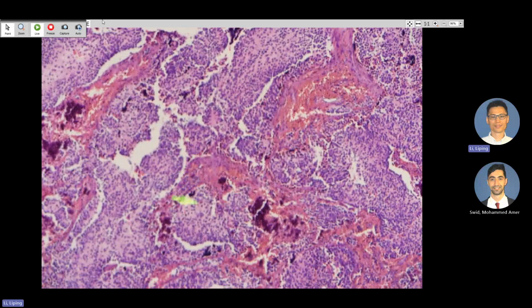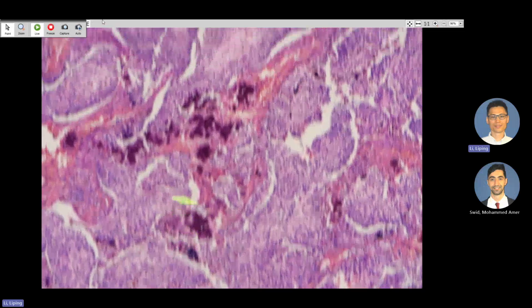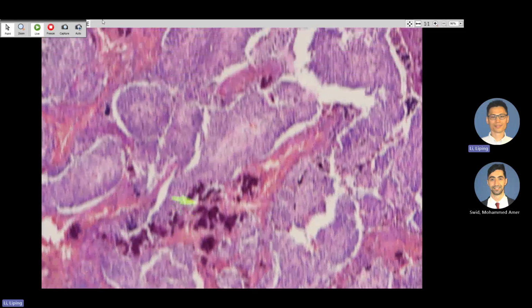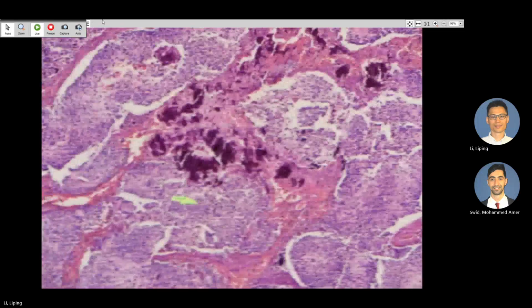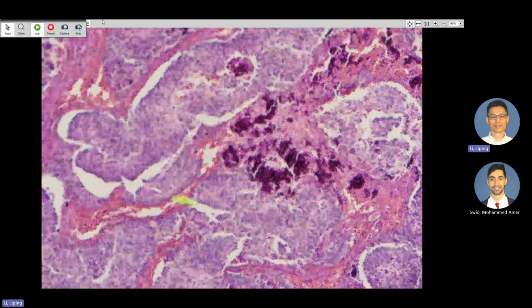So we just need to see whether they have less than 50% Schwannian stroma, and whether we can find these neuroblast cells. Of course, we need to do other staining to rule out other small cell carcinoma or sarcoma, and then you can make this diagnosis.